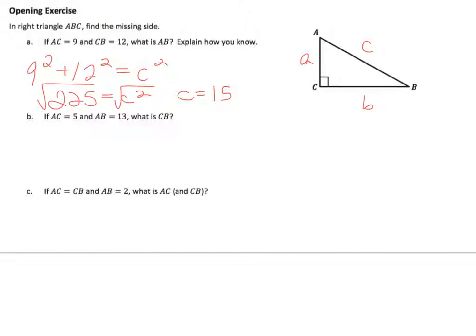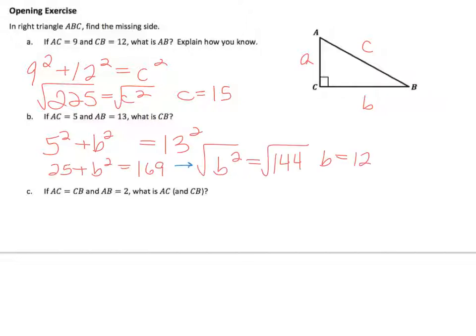How about if AC is 5, that's a leg, and AB is 13? That would be a hypotenuse. Everything still works, we're just trying to find a leg, so hold on. So for that one, we see that B, which is a leg, is 12.